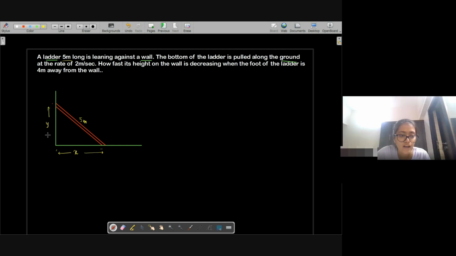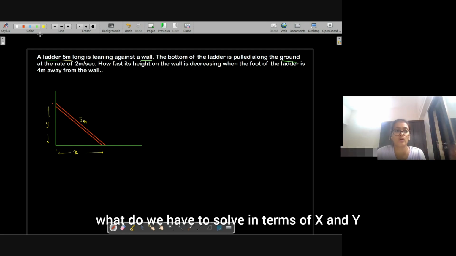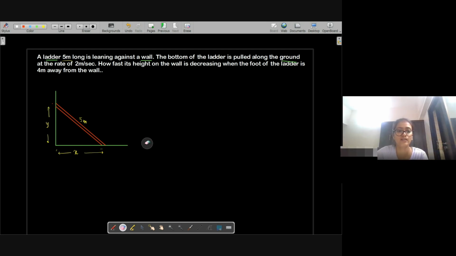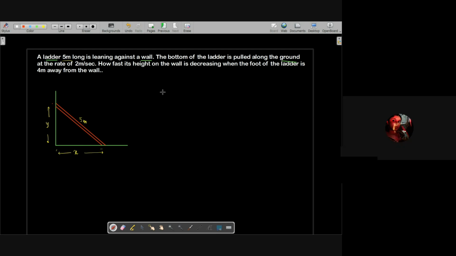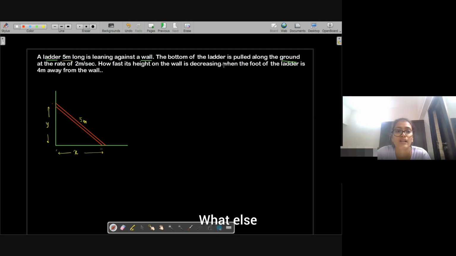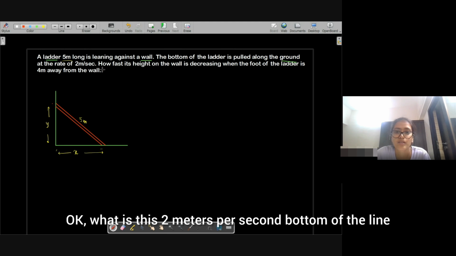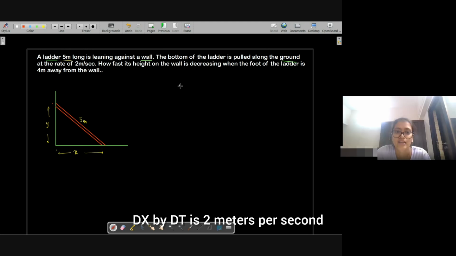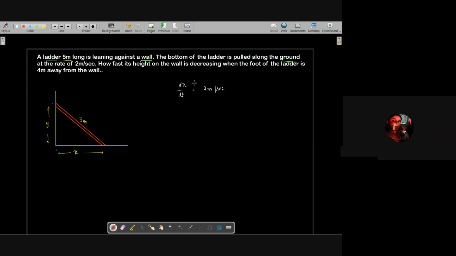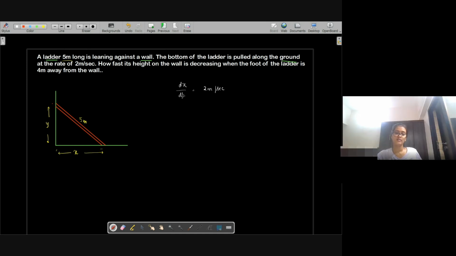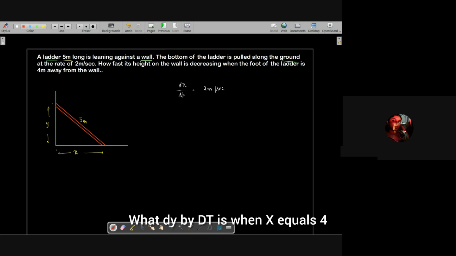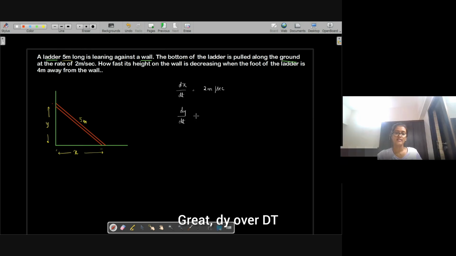Now try to write what is given and what we have to solve in terms of x and y. What is this 2 meters per second? The bottom of the ladder, dx by dt. dx by dt is 2 meters per second. And what do we have to find out? dy by dt when x equals 4.